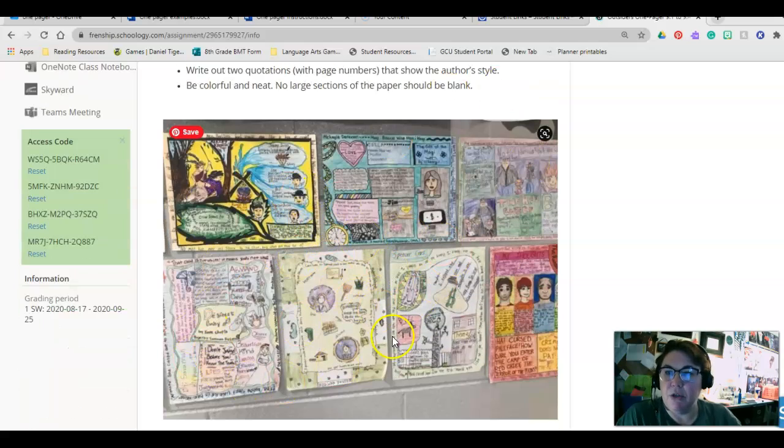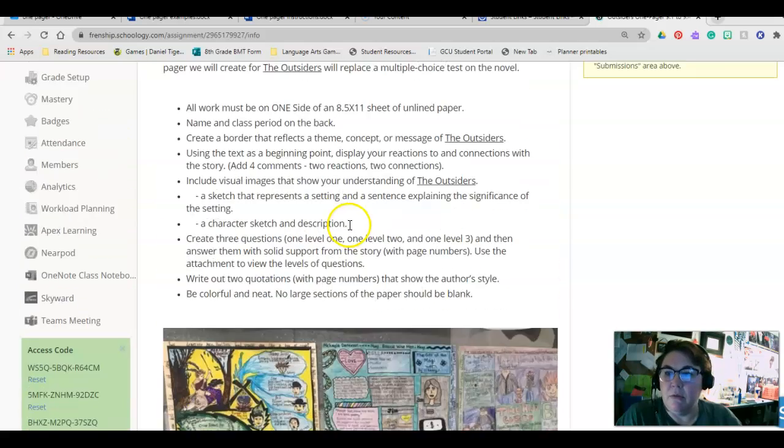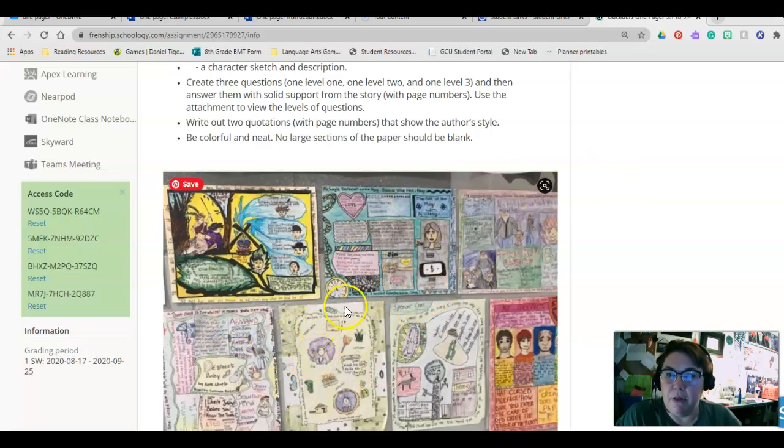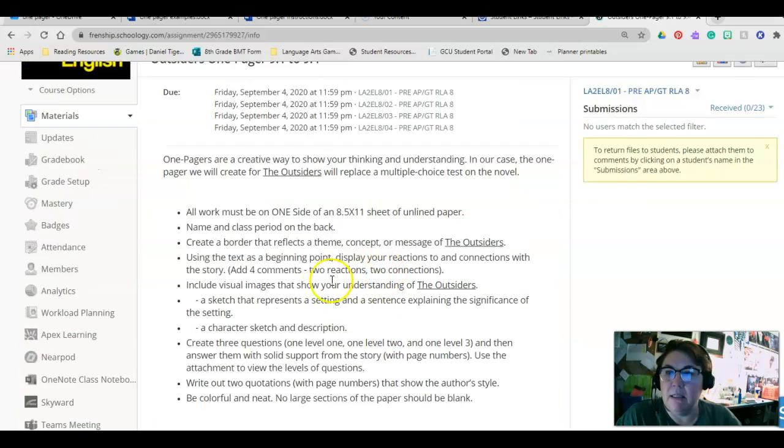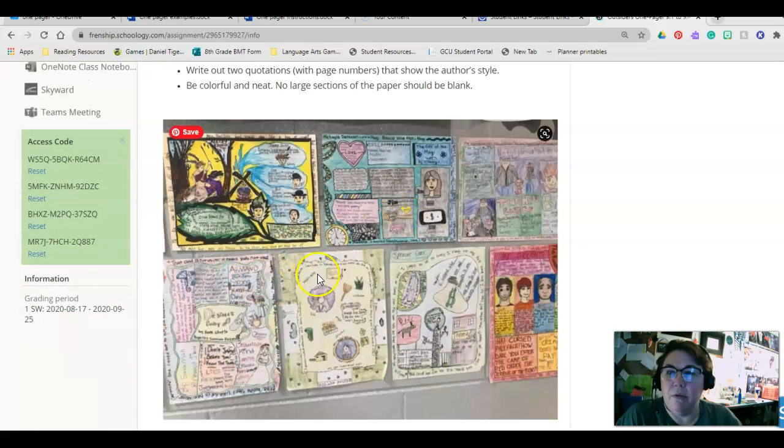So here is a picture of several pretty good examples of, not for the Outsiders, but of different novels, of this type of thinking.